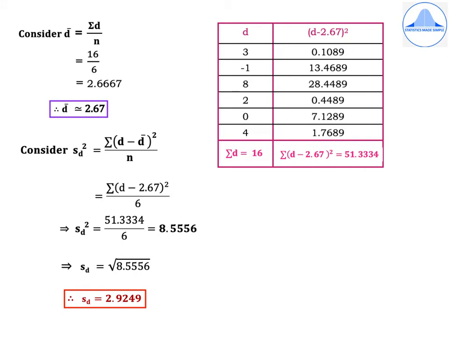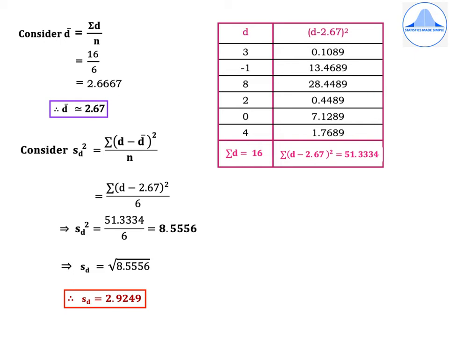In the table, we will first list down the d values, which is 3, -1, 8, 2, 0 and 4. So summation d is equal to 16. Now write the formula for d bar, which is equal to summation d by n, which is equal to 16 divided by 6, which is 2.6667. We'll just take two places after the decimal after rounding off. So you get d bar is approximately equal to 2.67. Next, let us write the formula for SD square, which is summation d minus d bar the whole square by n, which is equal to summation d minus 2.67 the whole square divided by 6.